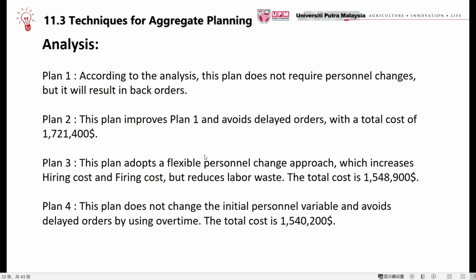After that, we can get the data for these four plans and look at the total cost. We can see plan 4 is the best choice for this company. So this is how the trial and error technique works. It uses different strategies and tries to analyze them, then we analyze the different plans and choose the best one.